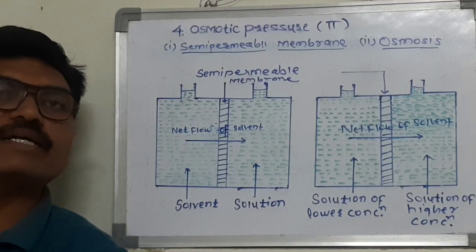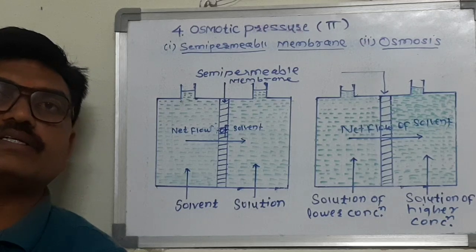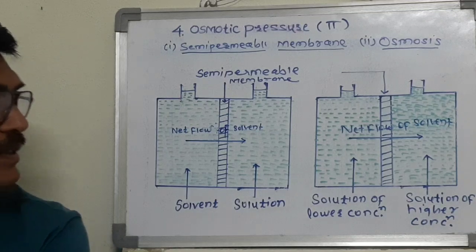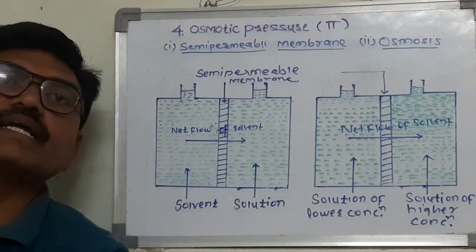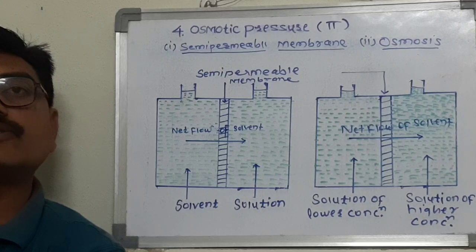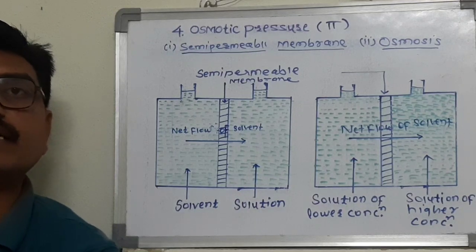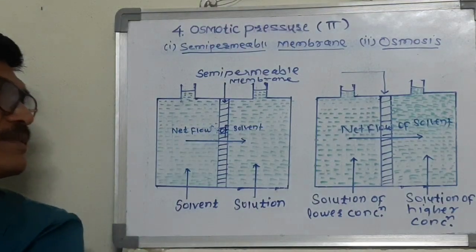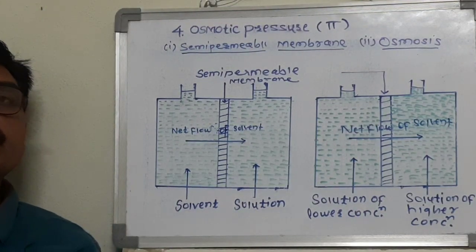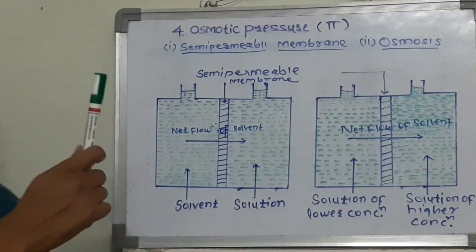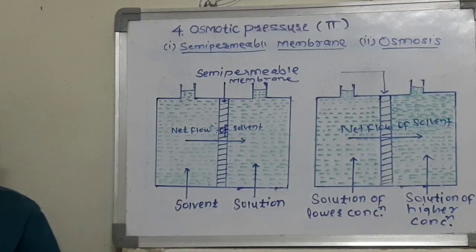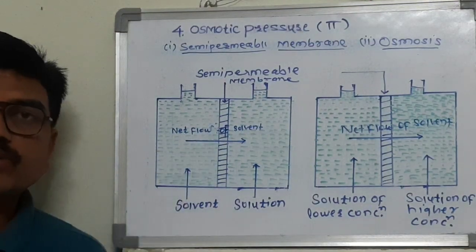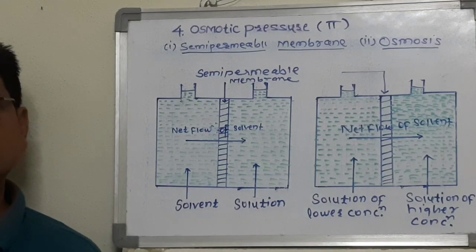A semi-permeable membrane may be chemically synthesized. The cellulose nitrate membrane, or another example, the copper ferrocyanide membrane, are also synthesized artificially. So how do these semi-permeable membranes work? When solution and solvent are separated like this, during the phenomenon of osmosis, the semi-permeable membranes are used there.